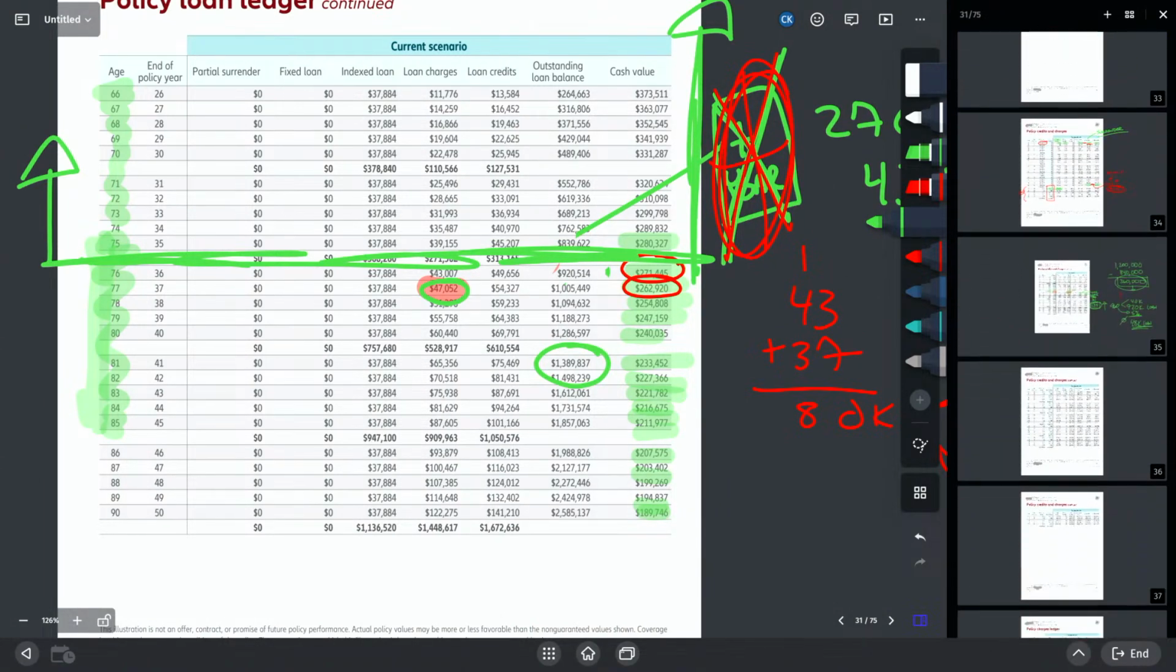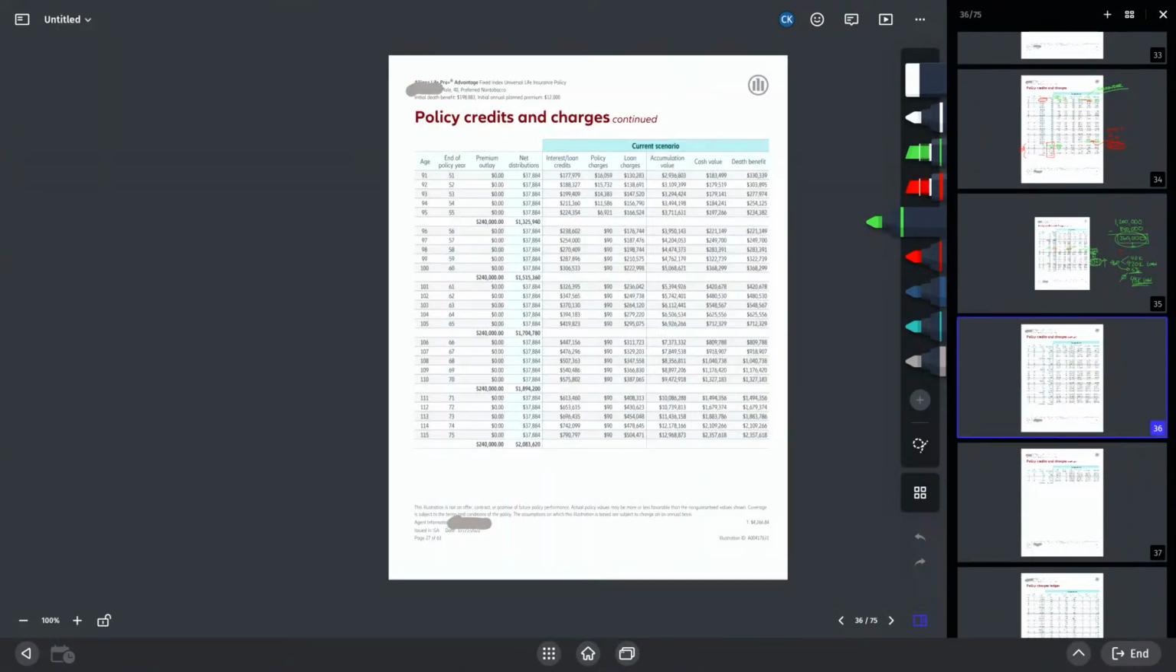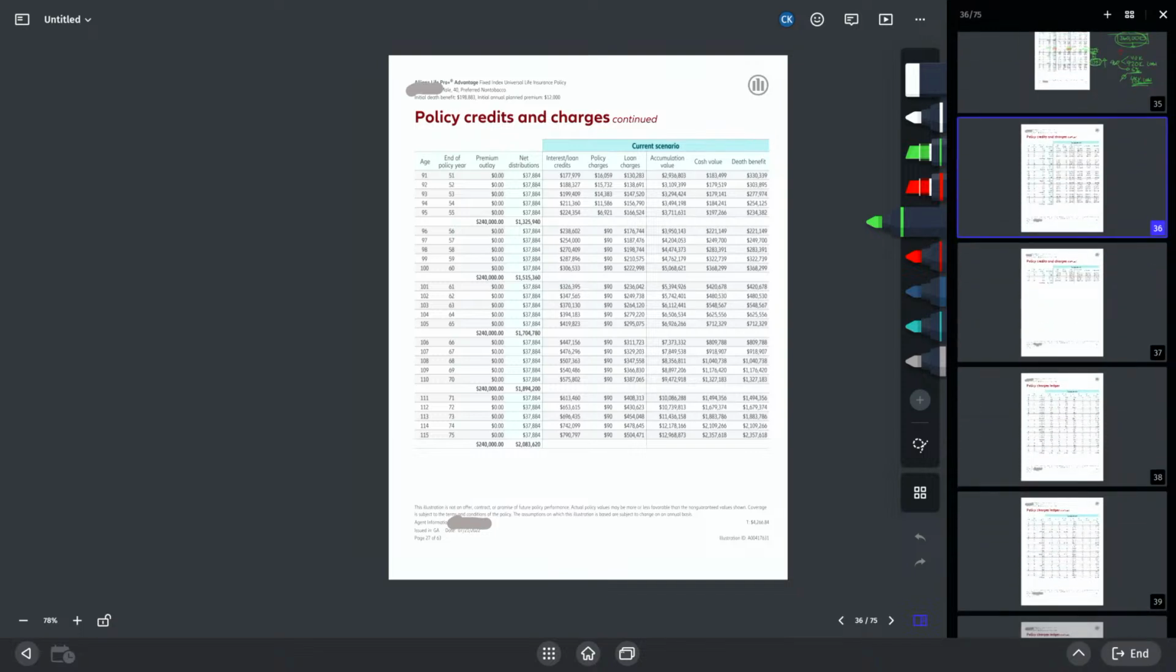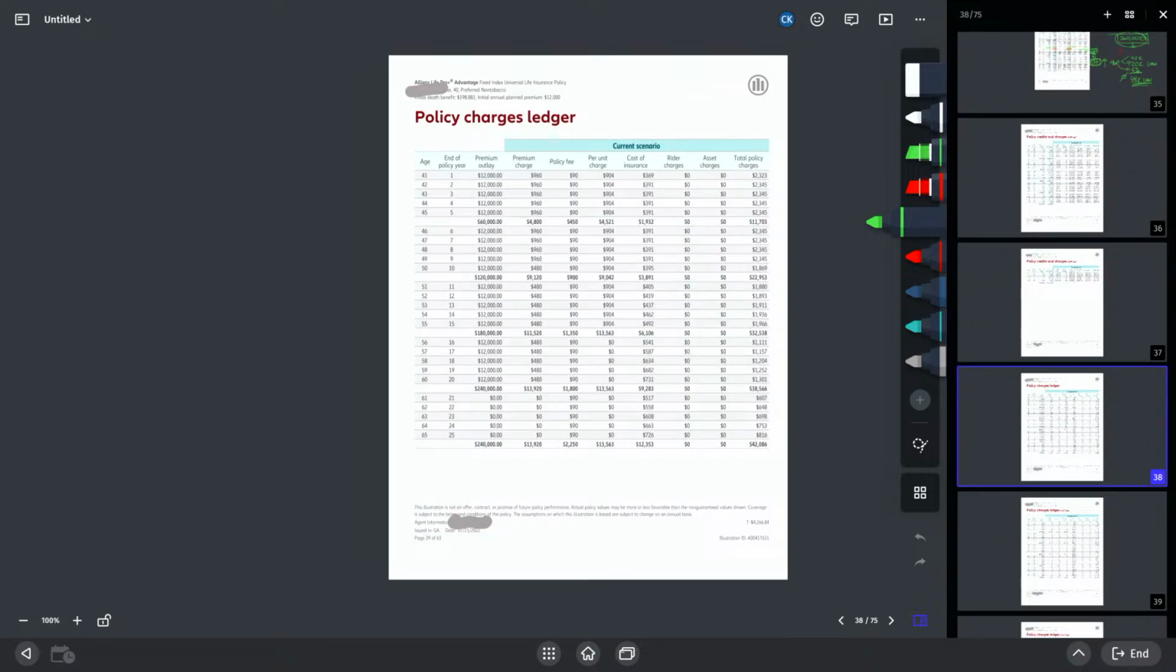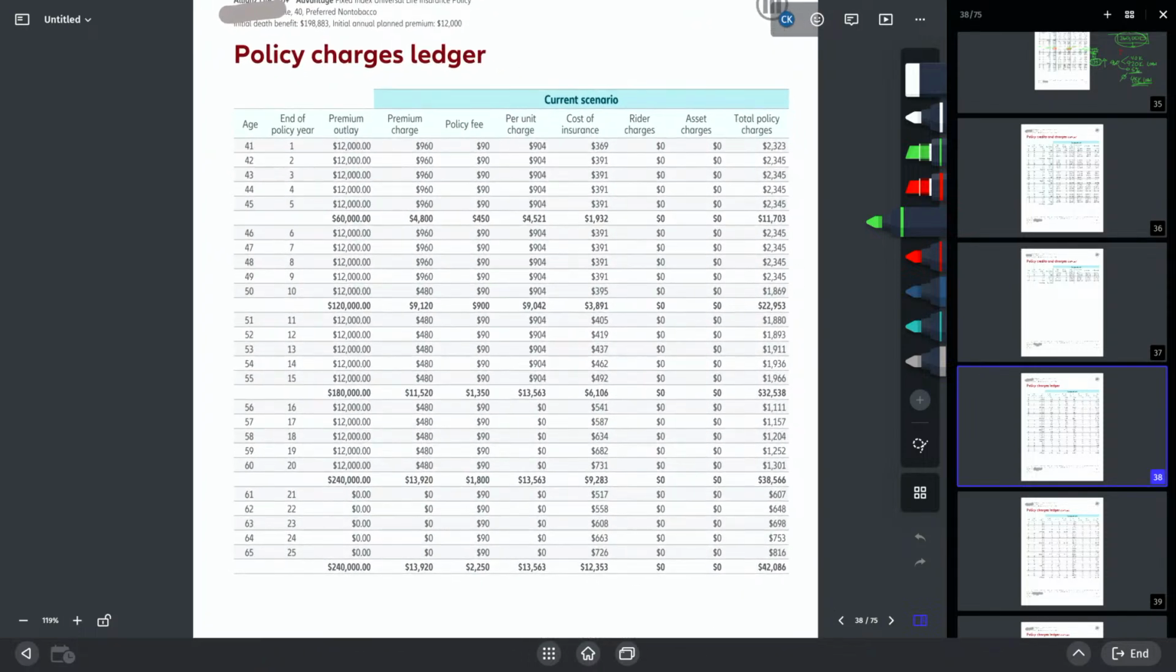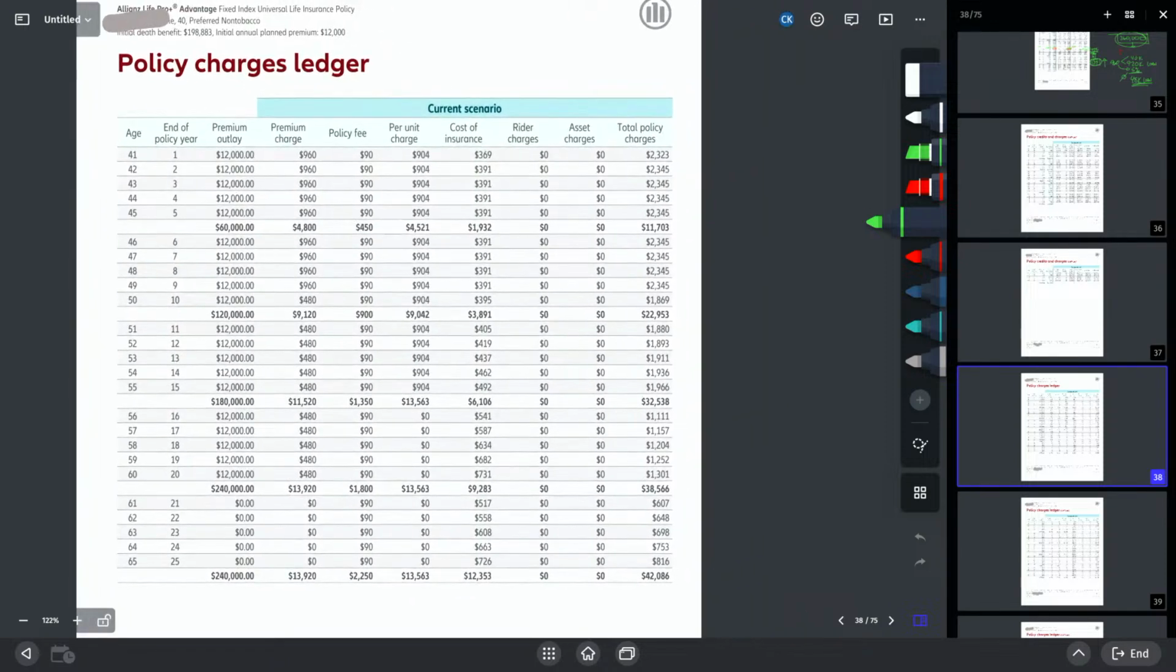Let me find the right policy ledger, cost of insurance. So this is the one thing. Everybody that says IUL is cheaper than whole life insurance, buckle up. This is going to be fun. So remember, this policy started with about 200K of death benefit, right? Think about that, 200K death benefit.